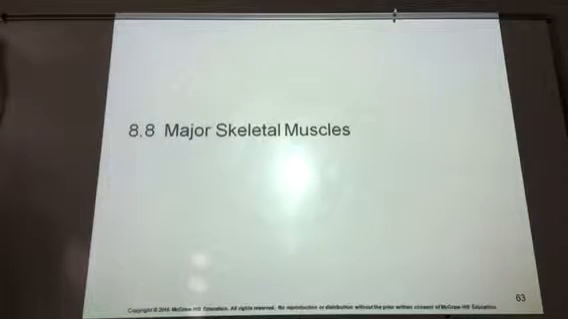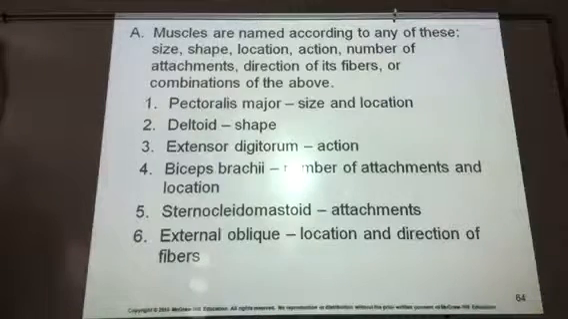Okay, today we're going to start looking at all of the major skeletal muscles. So we're going to start labeling, seeing where actual muscles are. So I'll talk about some that I expect you to know. Today we're mainly going to focus on the face or head and neck area.